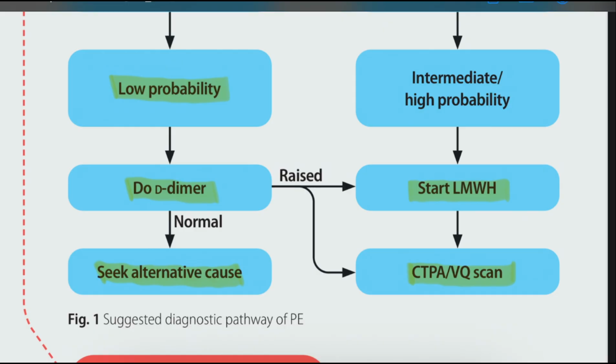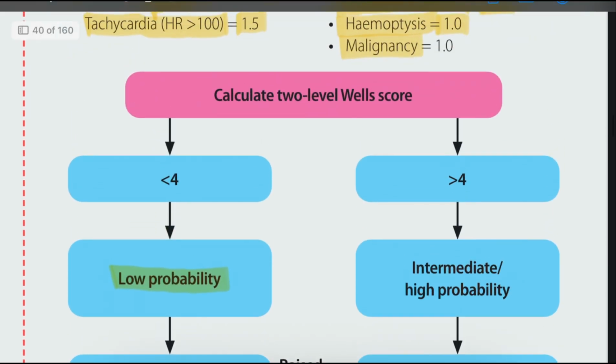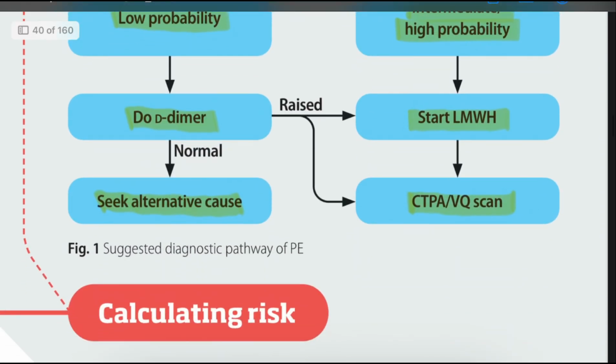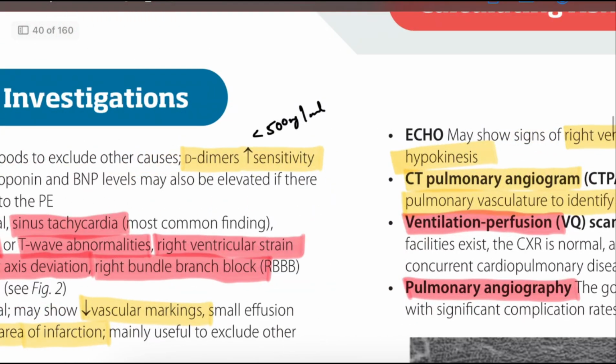If patient has contraindication to contrast CT, such as pregnancy or renal failure, then we can go with a ventilation perfusion scan. Okay, so next, if greater than 4 points, then we have to go with intermediate high probability, and we have to start low molecular weight heparin and CTPA, ventilation and perfusion scan. Okay, so these are the things.